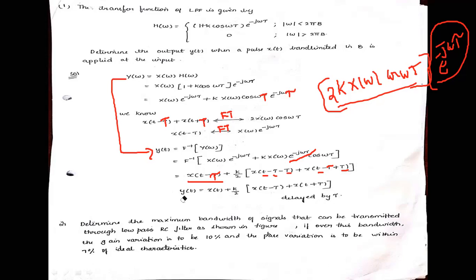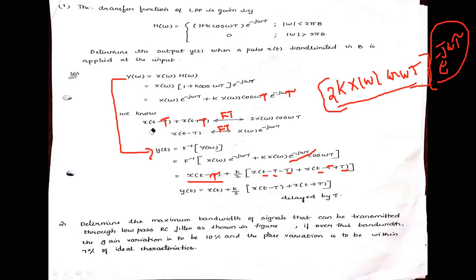All the 3 terms are delayed by the tau. So I write y of t is equal to x of t plus k by 2, and tau also is included here, x of t minus T plus x of t plus T, delayed by the tau function. Okay, so the output y of t, when the pulse x of t band limited to 2b is applied at the input, we get the output function x of t plus k by 2, x of t minus T plus x of t plus capital T.